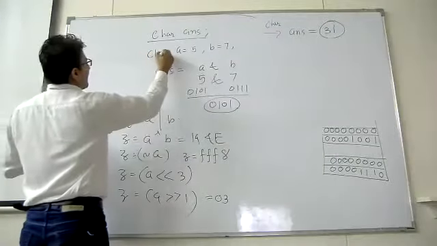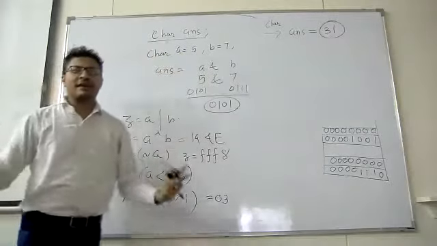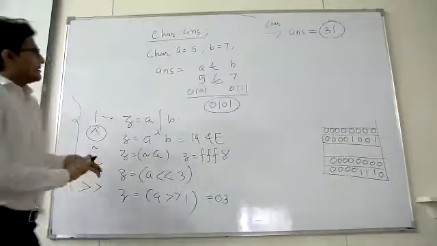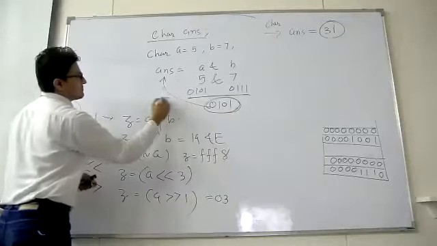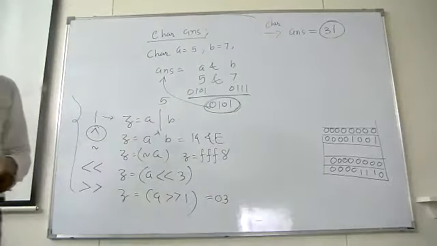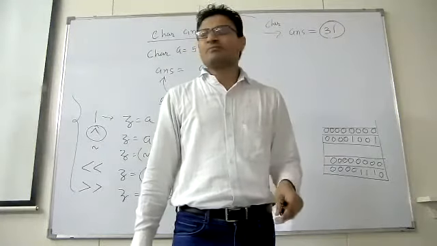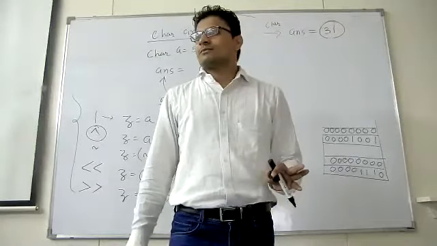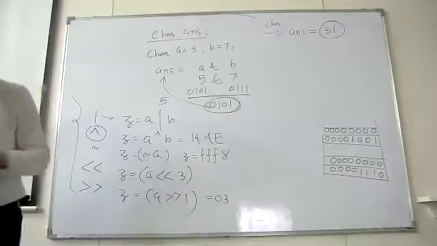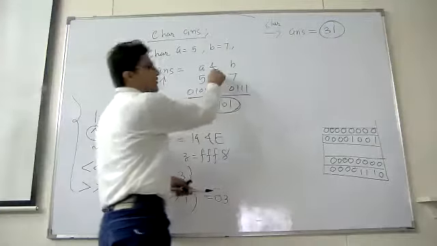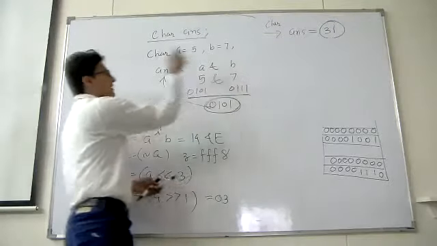If I write here character a is equal to 5, so a is 5, 5 is a number in a. So 5 and 7, the answer would be 5. It will save your space because it will use only 1 byte for A, 1 byte for B and 1 byte for answer.